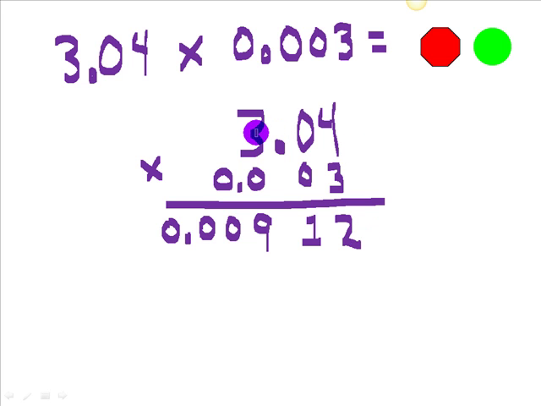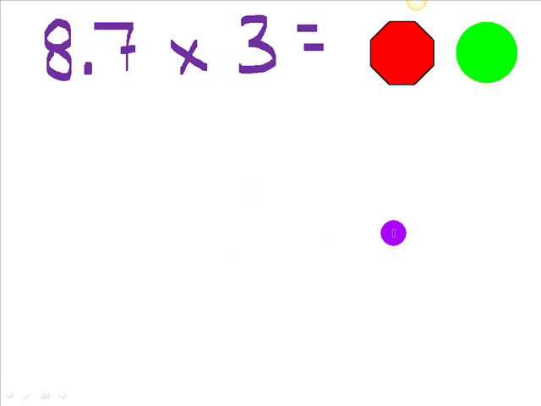I'm multiplying 3 times, the way you would say this is 3 thousandths. Well, 3 times 3 thousandths should be around 9 thousandths, and this is 9 thousandths. So the answer that I got is probably correct. All right, let's try another example. This one has no decimal involved with one of the factors. So click on the stop sign, see how you do with 8.7 times 3.